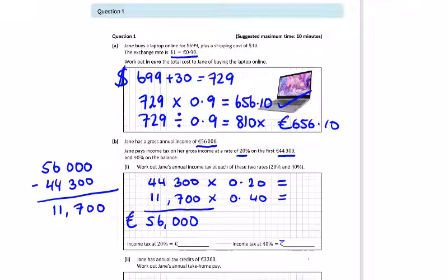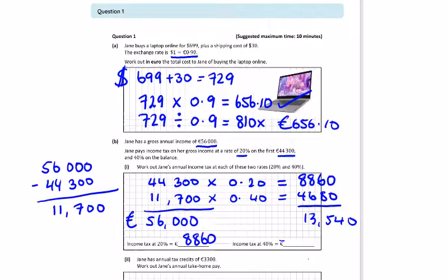So on your calculator, 44,300 by 20% will give you 8860. And if you practice these the same way every time, they should line up for you. By 40% on the balance is 4680. And then we add these two together. There's boxes below for these answers, but we're going to just lay it out the same way that we've been taught. 13,540 in total. This is how much tax she's going to pay. So just put the answers in: 8860 and 4680.